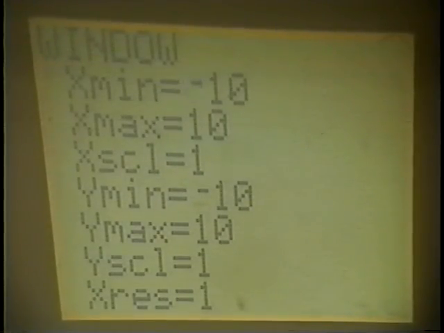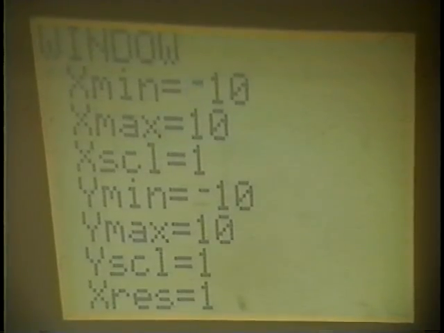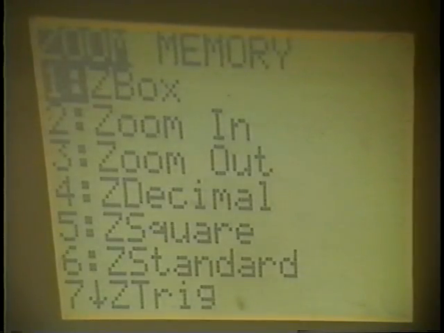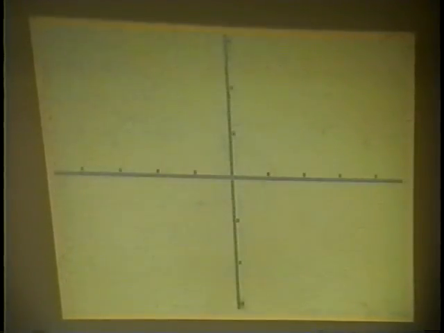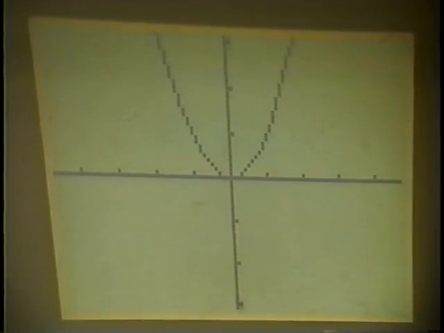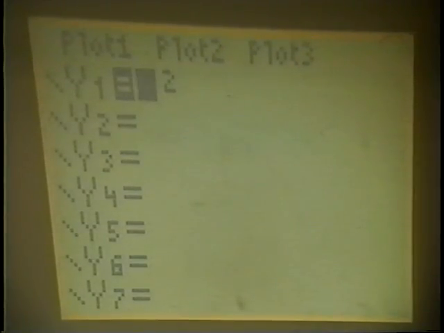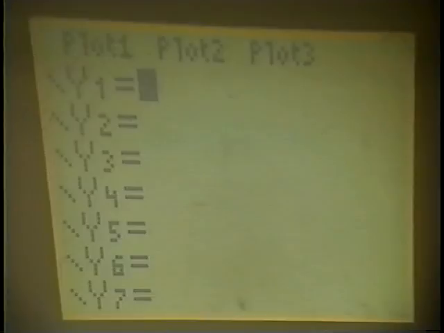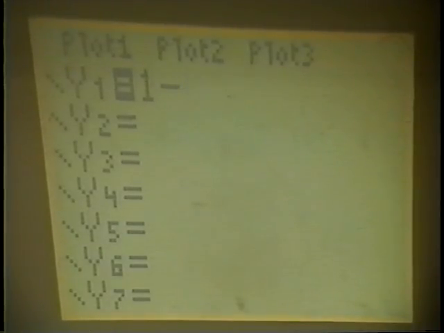Now, my window right now is the standard window, and if I wanted to get the other one that I had mentioned before, I'd hit the decimal window option. Now, if I hit y equals, I can feed in a function that I might want to sketch. Let me clear the function that's in there right now, and let me start my first example. Let's draw y equals 1 minus x squared. So I'm punching in y equals 1 minus x squared.